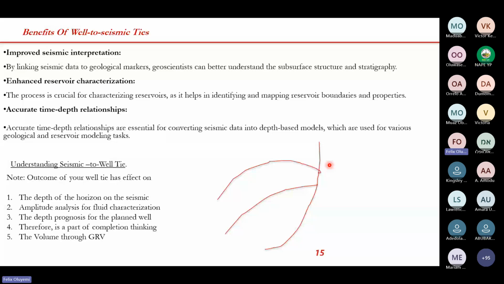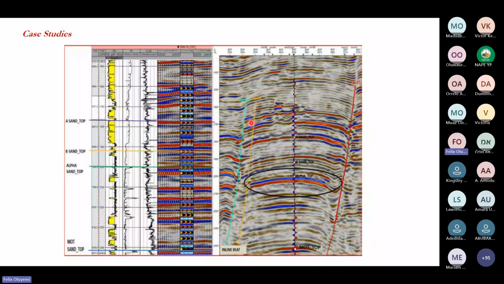Okay, this synthetic seismogram is generated from Petrel, so we don't have any excuse. I will show the one from Petrel. I will show the one from Kingdom. Any software that can do it is always very good.